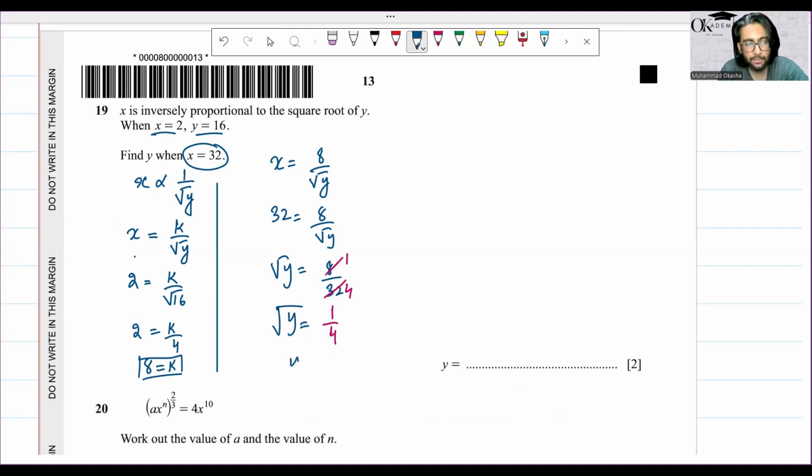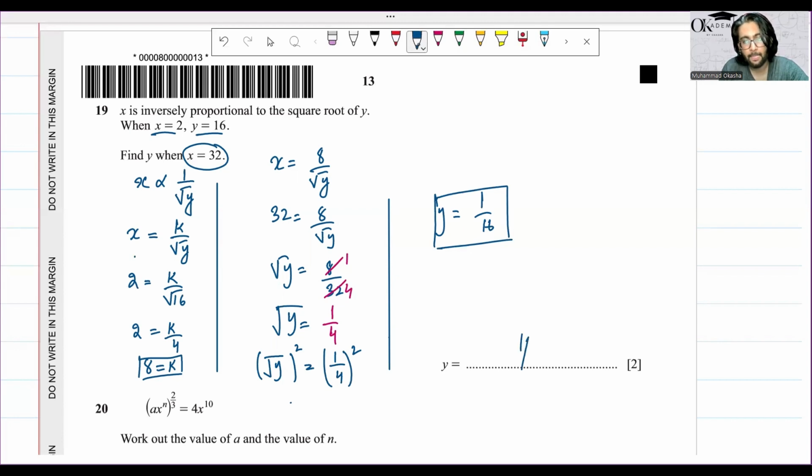So if I square both sides, I'm going to get y is equal to 1 over 4 whole squared. So the square and square root will cancel out. Not very proud of myself right now. It will be 1 over 16, and that is your answer, 1 over 16. Okay.